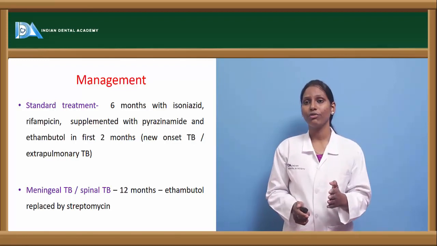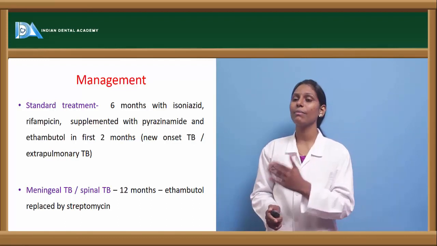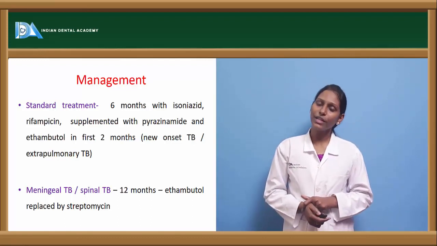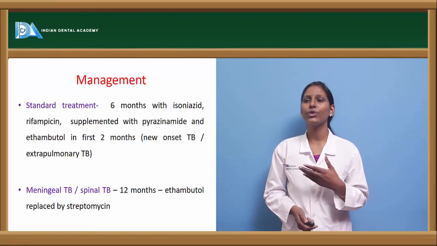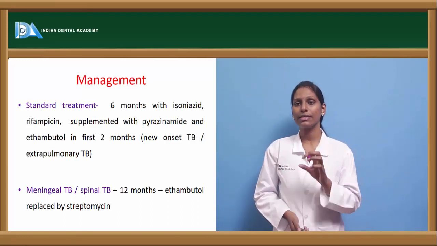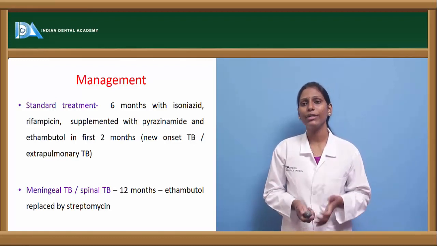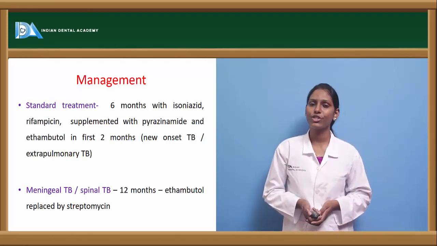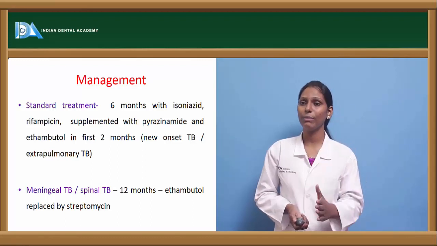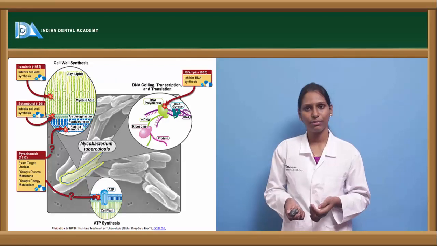a combination of isoniazid and rifampicin for 6 months, which is supplemented by pyrazinamide with ethambutol in the first 2 months. That is in a new onset TB or extrapulmonary tuberculosis; a 6 month treatment regimen is usually followed. When it comes to meningeal tuberculosis or spinal tuberculosis, the treatment is taken for 12 months, and here ethambutol is usually replaced with streptomycin.